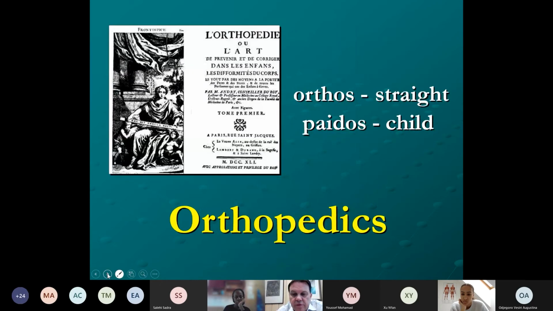Because his work he called orthopedy. It was the first time that somebody used that term, and he combined the ancient Greek words orthos, which means straight, and paidos, which means child. And he figured out an expression which is called orthopedics.